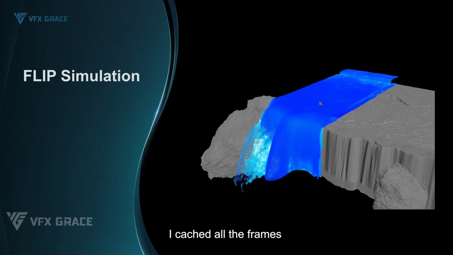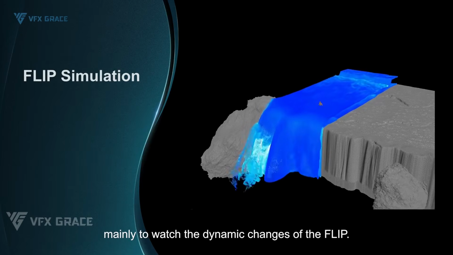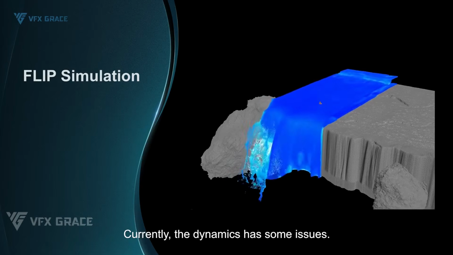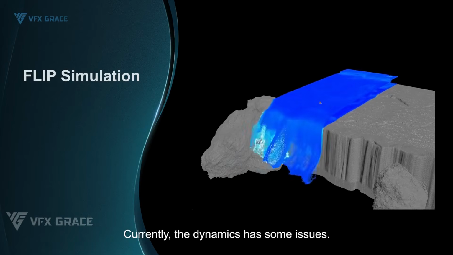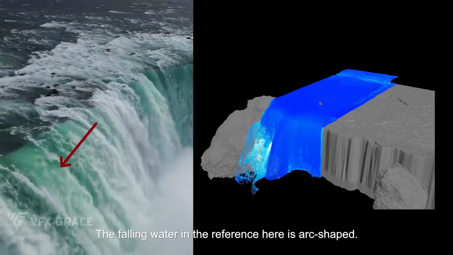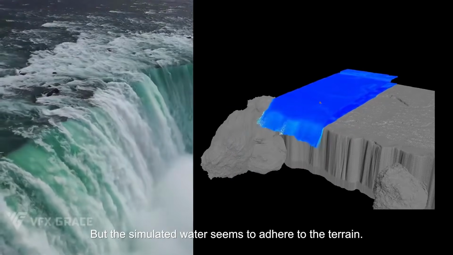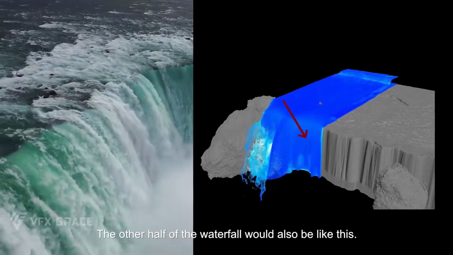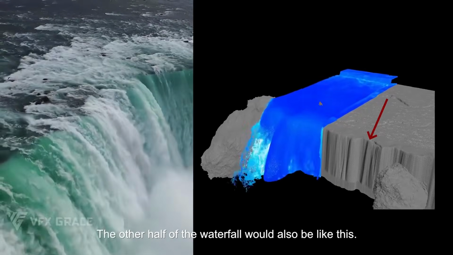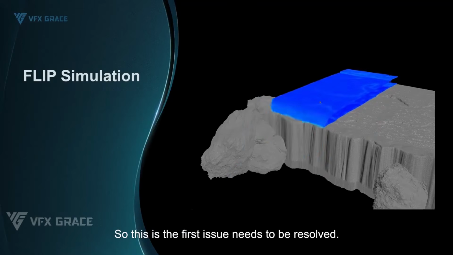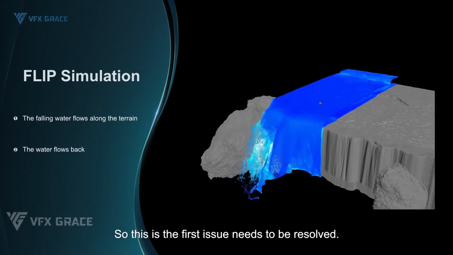I cached all the frames mainly to watch the dynamic changes of the Flip. Currently, the dynamics has some issues. The falling water in the reference here is arc-shaped, but the simulated water seems to adhere to the terrain. The other half of the waterfall would also be like this. So this is the first issue that needs to be resolved.